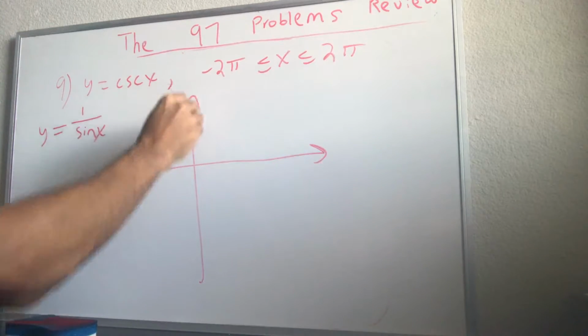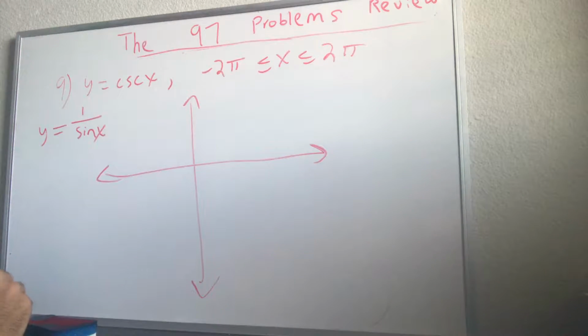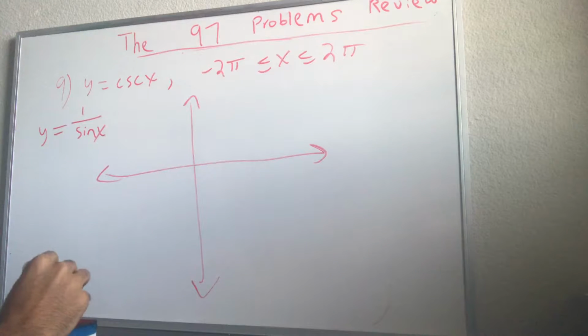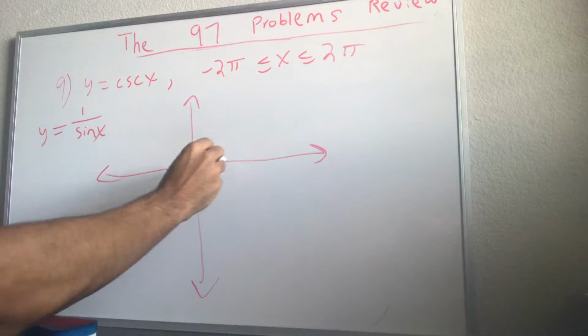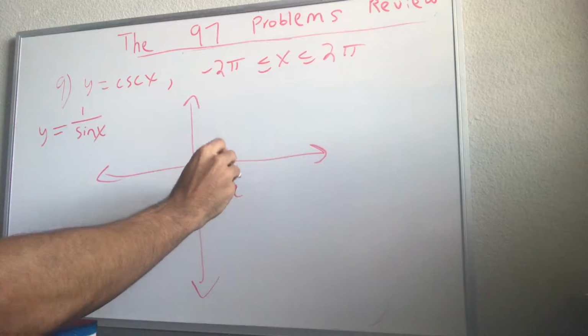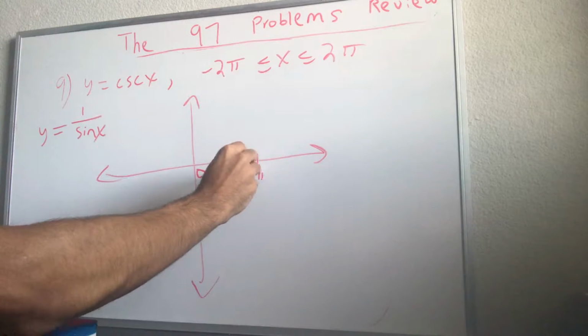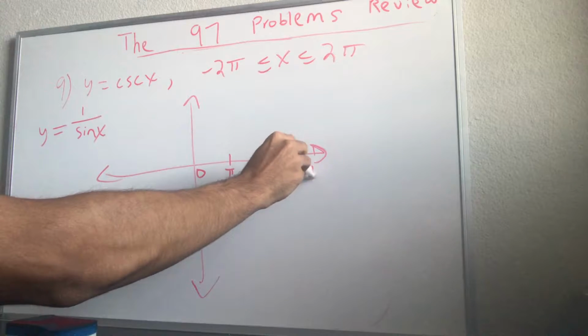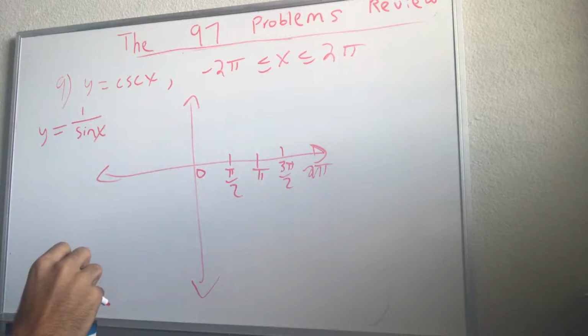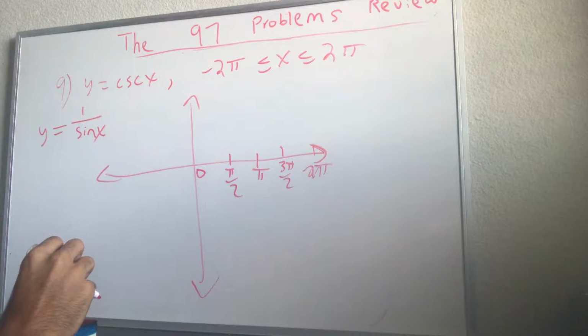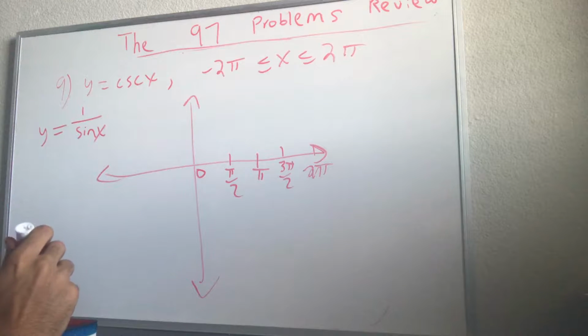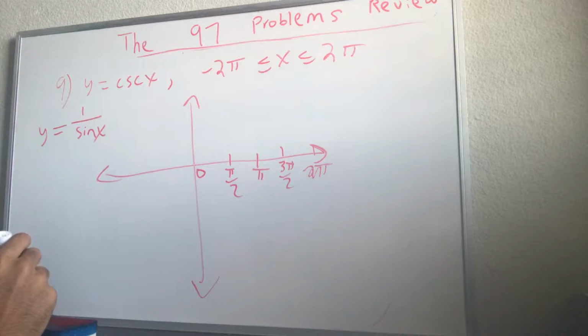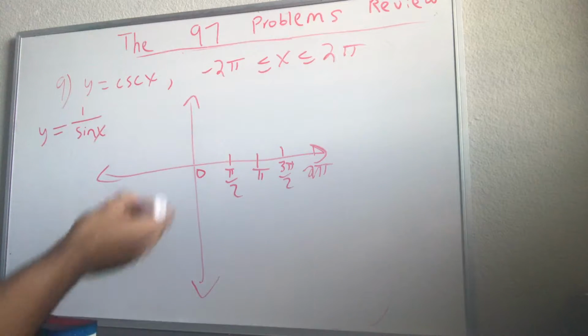So here we have our coordinate plane, right? So we have our x-axis and y-axis, and so we have 0, pi over 2, pi, 3 pi over 2, and we have 2 pi, right? So we have these values over here, and now again, I recommend that you graph the sine of x first, and it just makes it easier. So let's just do that quickly.